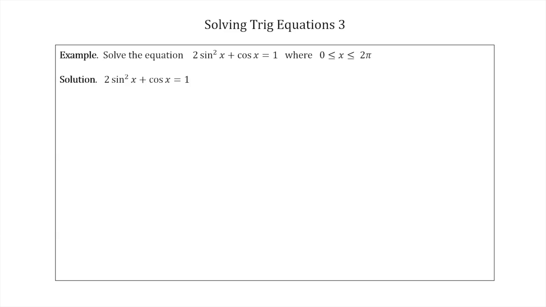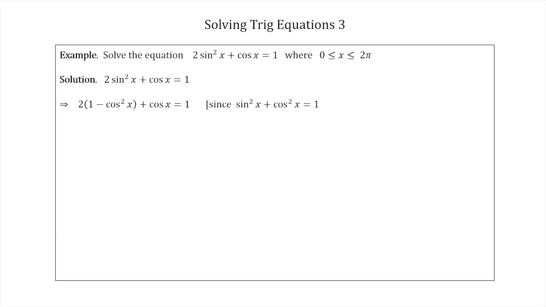So we start with what we have, 2 sine squared x plus cos x equals 1. And we say this is the same as 2 times 1 minus cos squared x, plus cos x equals 1. So the sine squared x has become 1 minus cos squared x. If you're wondering why, it's because sine squared x plus cos squared x equals 1. This is a very common identity that you should remember.